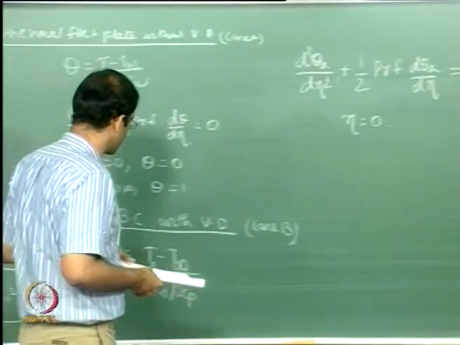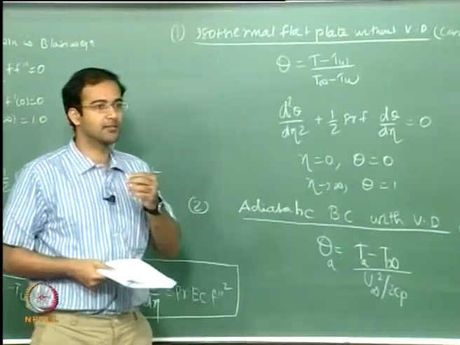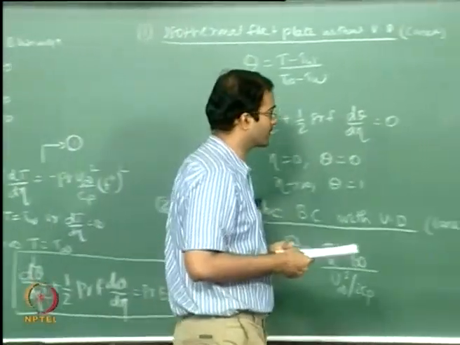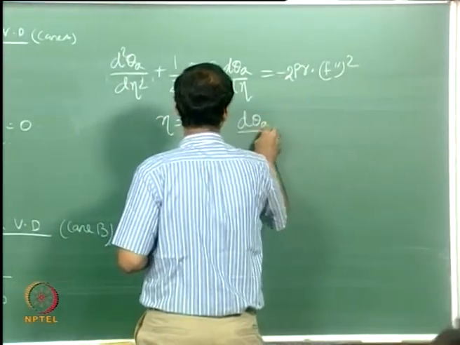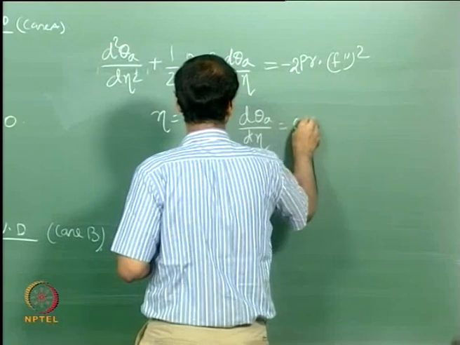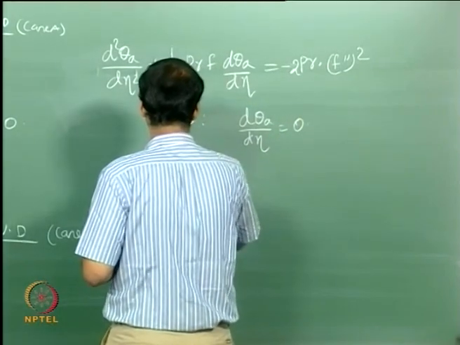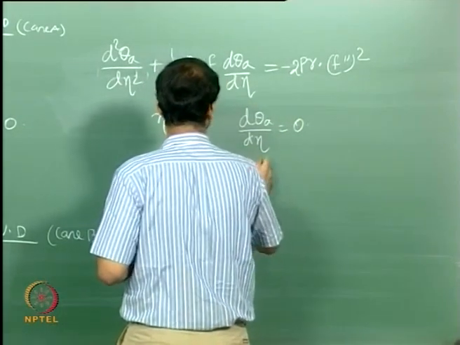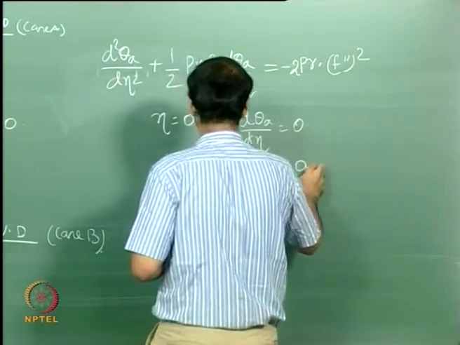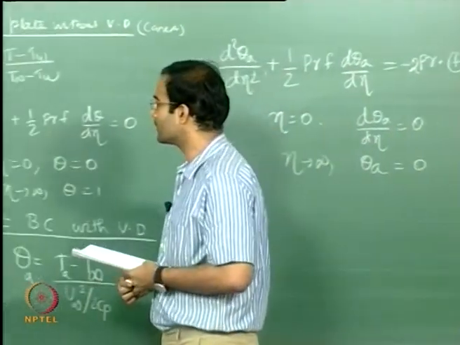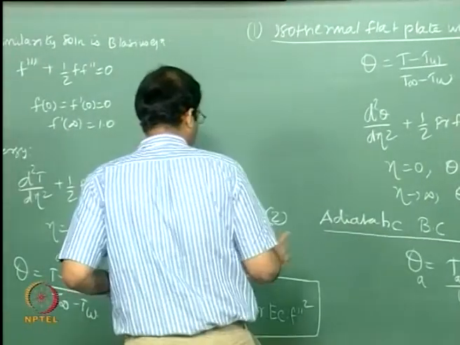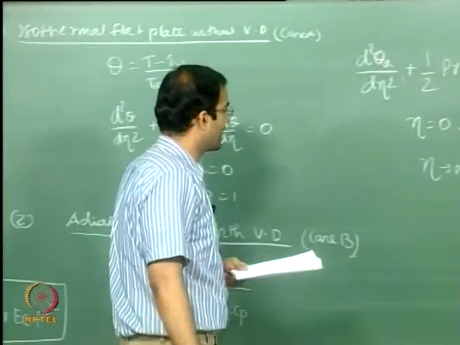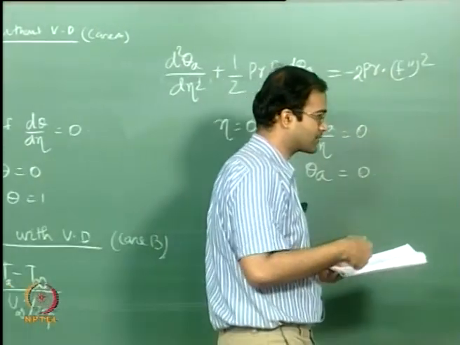Theta equal to 0? Why should it be 0? Your gradient, yes, so d theta A by d eta should be equal to 0 at eta equal to 0, and theta is equal to 0 as eta goes to infinity. So now you have two definitions of theta, one for the isothermal boundary condition and the other for the adiabatic boundary condition, and finally we have to mix these two solutions.